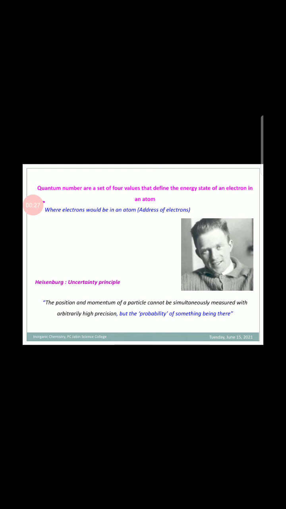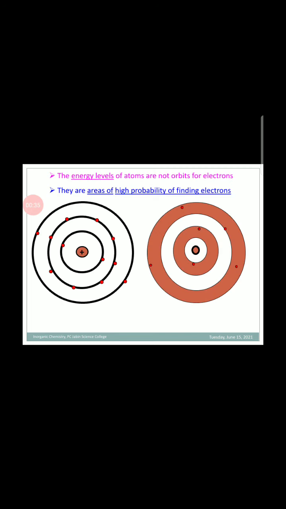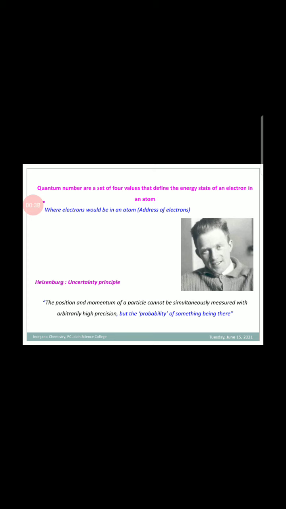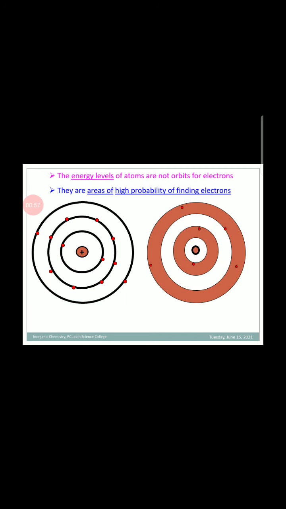Here, the quantum numbers are a set of 4 values that define the energy state of an electron in an atom, where the electron would be in an atom. The scientist Heisenberg states that the position and momentum of a particle cannot be simultaneously measured with arbitrarily high precision, but only the probability of something being there. The energy levels of atoms are not orbits of electrons, they are regions of high probability of finding the electron.